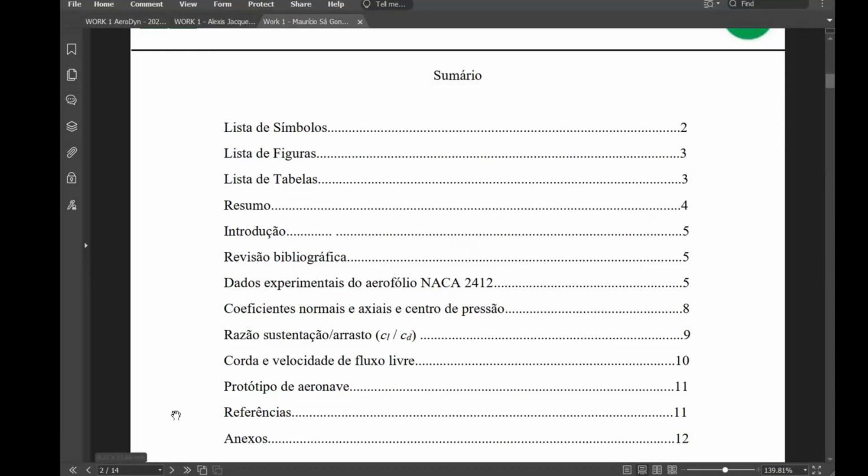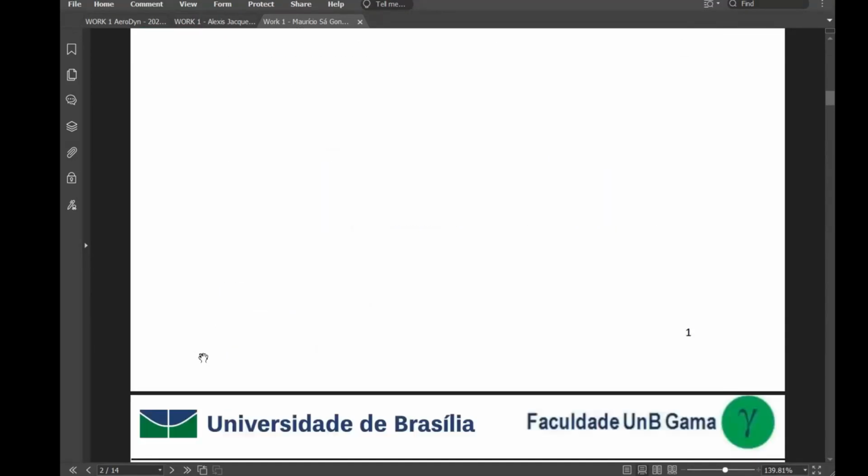A summary you can put, but it's not obligatory, where you show the main topics in this report: symbols, figures, tables, introduction, experimental data, coefficients, and the transformation of coefficients, and other properties, prototype of airplane, and references.